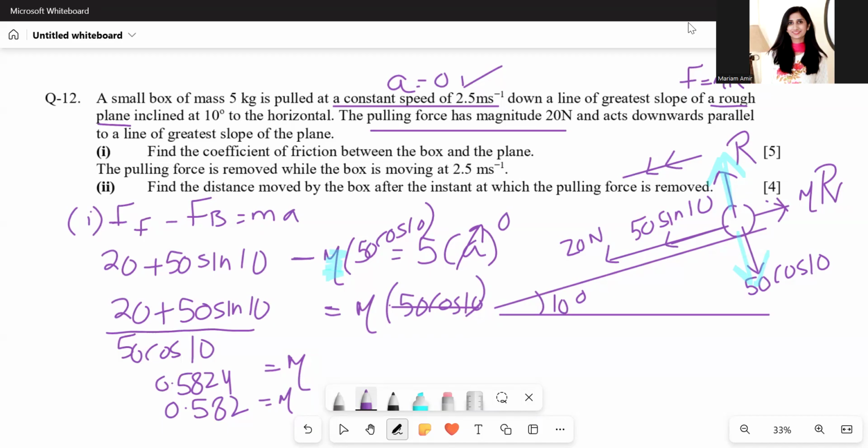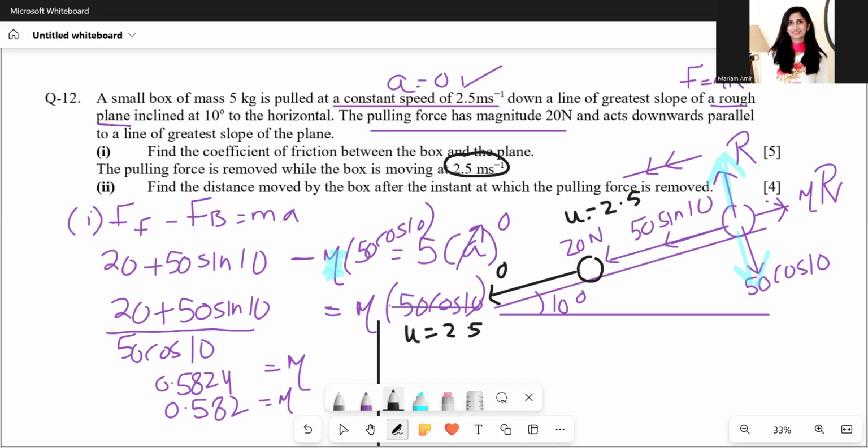Next, it says the pulling force is removed while the box is moving at 2.5 meters per second. Okay, let's say somewhere over here, when the box reaches here, the pulling force is removed. So now it becomes 0 instead of 20 newtons. And find the distance moved by the box after the instant at which the pulling force is removed. So when the pulling force is removed, the speed was 2.5, so u is still 2.5. Let me write that down.